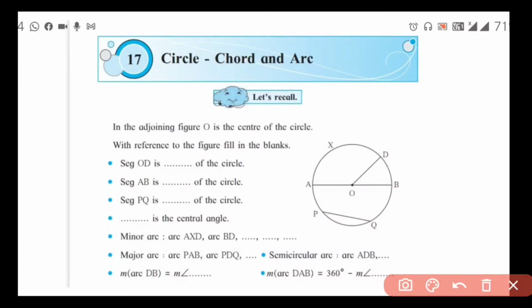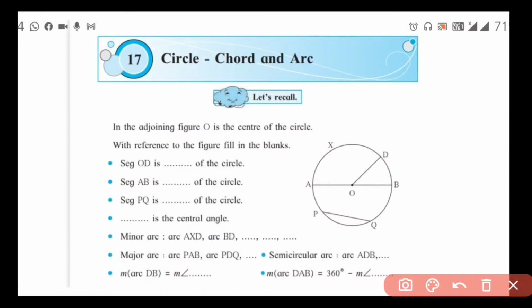Now let us see the next, minor arc. Arc AXD, last year we have learned this. So arc AXD is the minor arc. Minor arc is always the arc which is smaller than semicircle. So AXD is smaller than semicircle. Semicircle means half circle. So minor arc is always smaller than the half circle. So first arc is given arc AXD, second arc is given arc BD here. Here we can say arc BD.